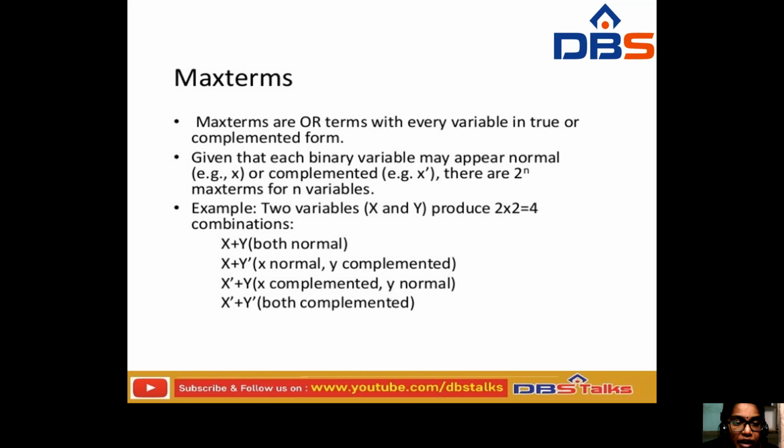Next one is x plus y dash, that is x normal and y complemented. Next one, x dash plus y, x complemented and y normal. Next one is x dash plus y dash, where both are complemented. Okay.